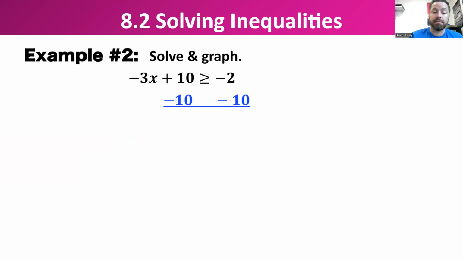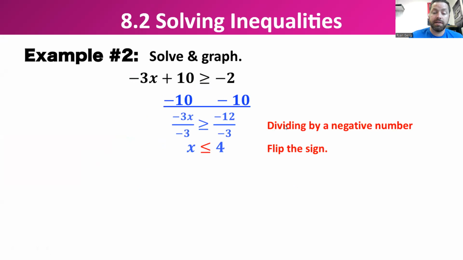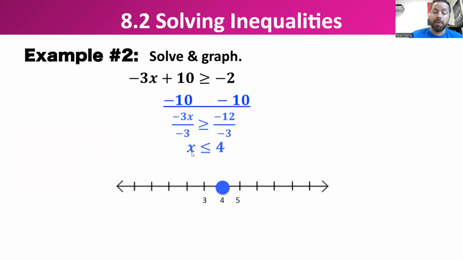Subtract 10 from both sides. Negative 2 minus 10 is negative 12. Divide by negative 3. There it is. I divide by a negative. That flips the sign. Negative 12 divided by negative 3 is positive 4. It does not matter that my answer is positive. I still need to flip the sign because it's what I've divided by. All right, so if I graph this, I want all the numbers that are less than or equal to 4. Well, 4 is equal to, so I'm going to include that. So close in the circle, and all the numbers less would be to the left.